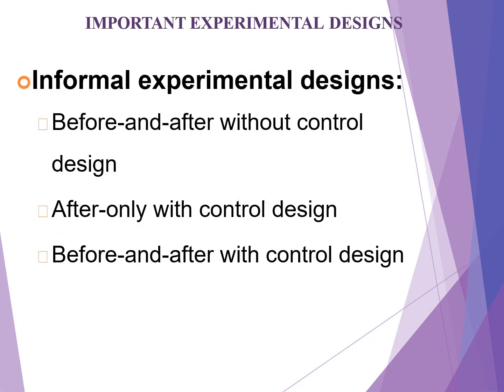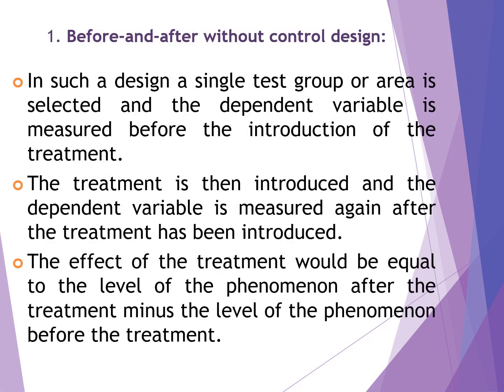There are three major types of informal experimental design. They are before and after without control design, after only with control design, before and after with control design. Before starting, let us get familiar with certain terms that are used with these experimental designs. First one is the treatment. It is a combination of experimental conditions applied to an experimental unit.